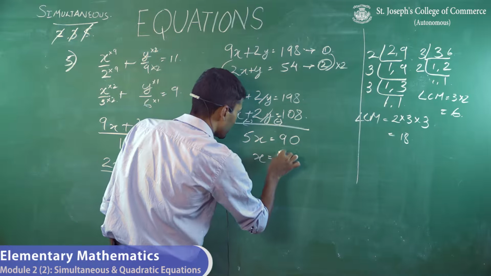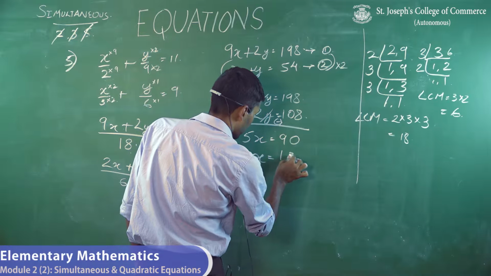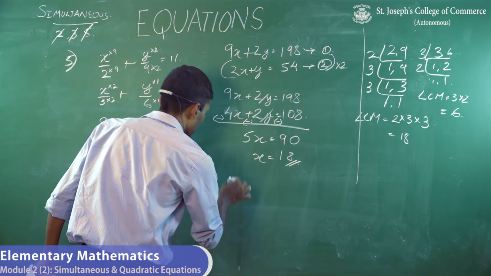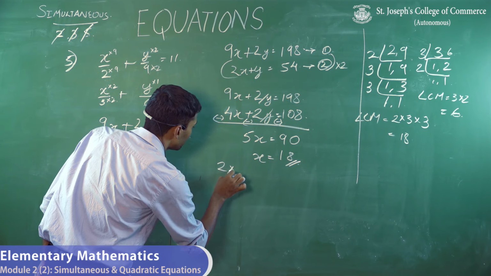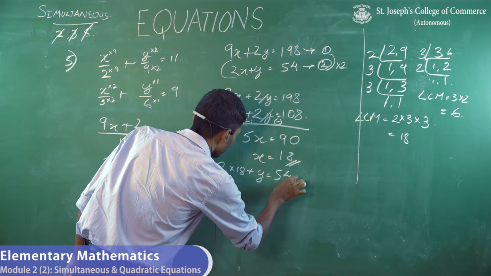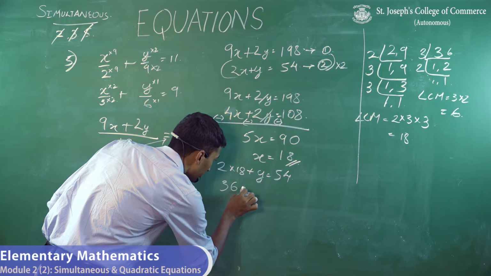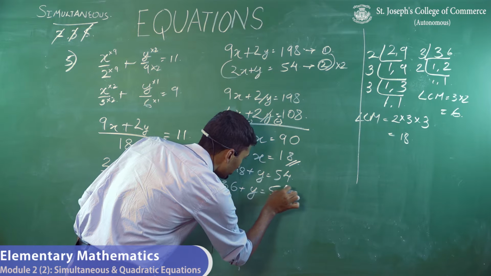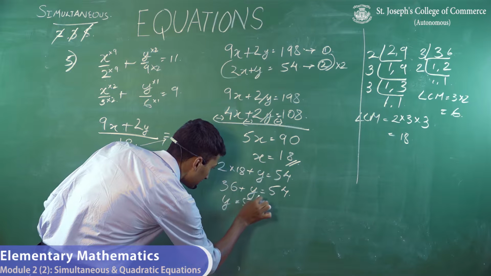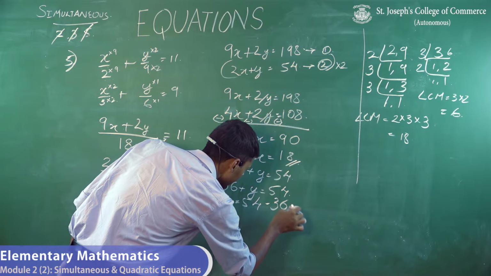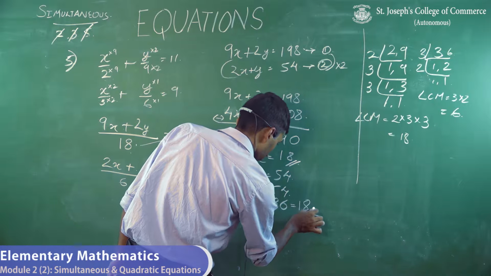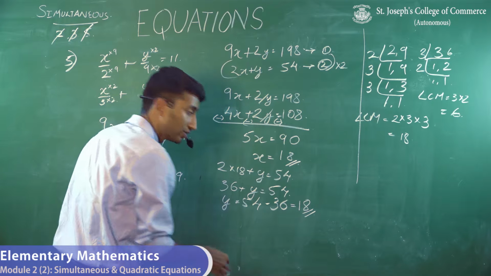x is equal to 18. So if x is equal to 18, substitute it back into the formula. So that would give me 2 into 18 plus y is equal to 54. 36 plus y is equal to 54. So y will be equal to 54 minus 36. That would give me 18. So y is equal to 18.